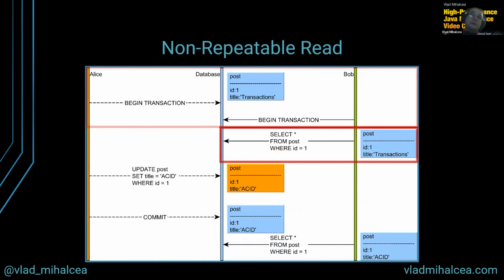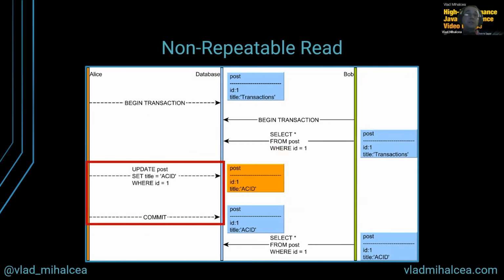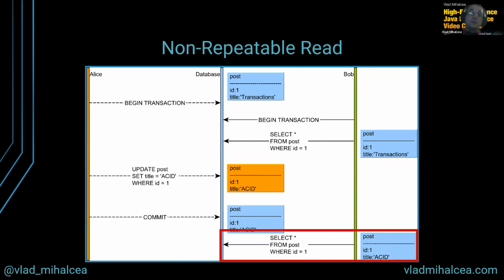Non-repeatable read means that you read a value, someone changes it and commits, and if you reread it, you read a modified value. So in between two reads, someone made modifications, and maybe you took some decisions that are no longer true.